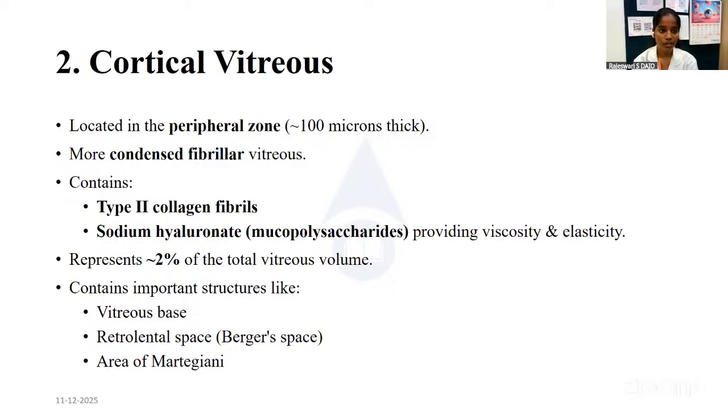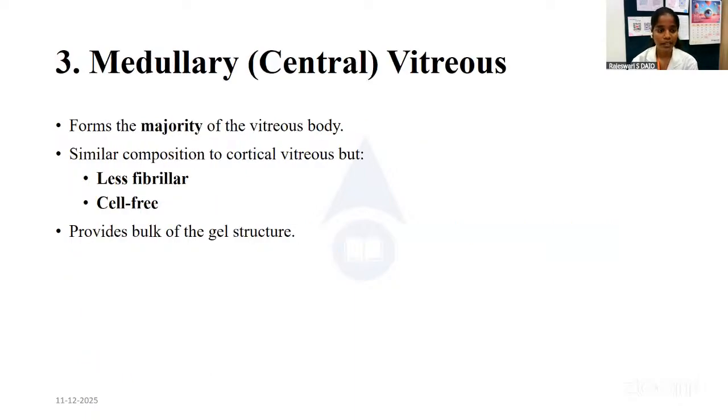Cortical vitreous. It is located in the peripheral zone, with more concentrated fibrils. It contains type 2 collagen fibrils and sodium hyaluronate, providing viscosity and elasticity. It represents 2% of the total vitreous volume. It contains important structures like the vitreous base, retrolental space, and area of Martegiani. Medullary vitreous forms the majority of the vitreous body. Its composition is similar to cortical vitreous, but it is less fibrillar and cell-free, providing the bulk of the gel structure.